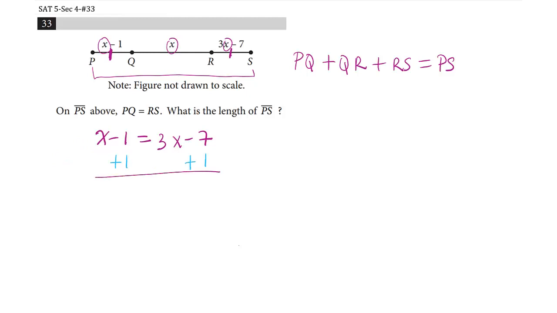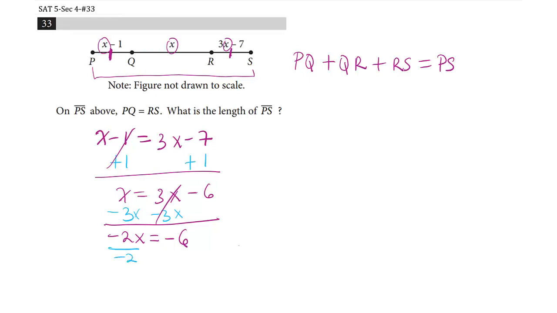When you do that, the 1's are going to cancel. Therefore, x equals 3x minus 6. The next step is subtracting 3x from both sides, because like terms have to be on the same side. Therefore, the 3x's are gone, and on the left, x minus 3x is negative 2x, and on the right side, we have negative 6. Next, we'll divide each side by negative 2, and that means our x value is positive 3.